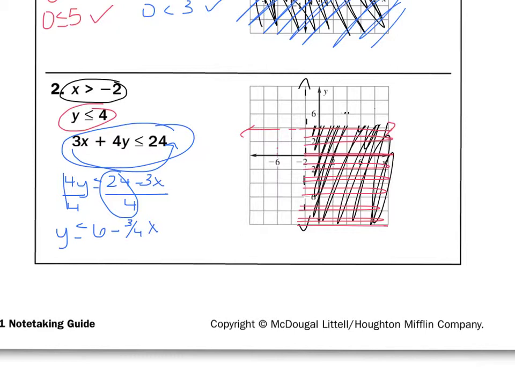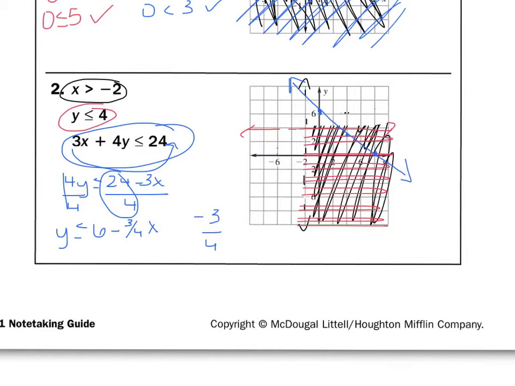So it's going to cross the y-axis at 6, which is up here, and it has a slope of negative 3 over 4. So I'm going to go down 3, right 4. And be careful because they are counting by 2's. So when I go down 3, right 4, it's going to put me about right here. We go down another 3, right 4, puts me right there. To connect those, that will be a solid line because it was less than or equal to.